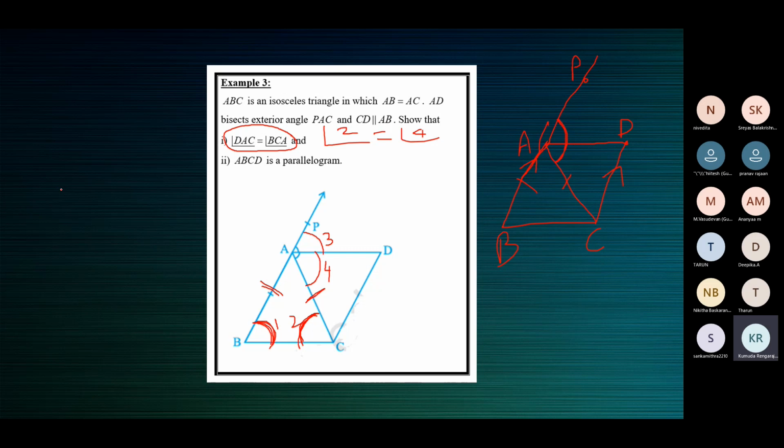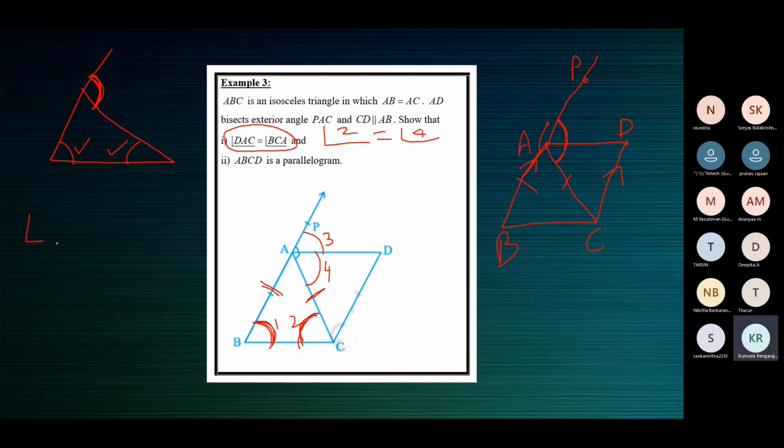Now for this, we'll use the exterior angle property. Somehow you'll have to connect. We know 1 is equal to 2, we know 3 is equal to 4. How will you connect all this, 1, 2, 3, and 4? By using the exterior angle property, you need to prove that 2 and 4 are equal. So you can use the exterior angle property in a triangle. Here, this exterior angle is equal to the sum of the two interior opposite angles, this angle plus this angle. In any triangle, the exterior angle is equal to the sum of the two interior opposite angles.